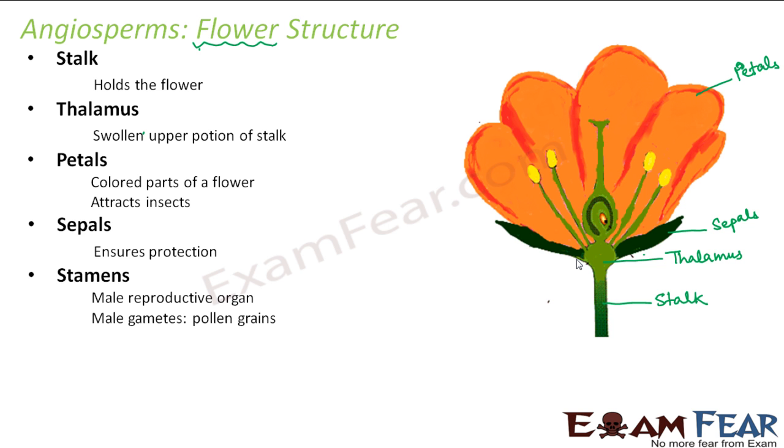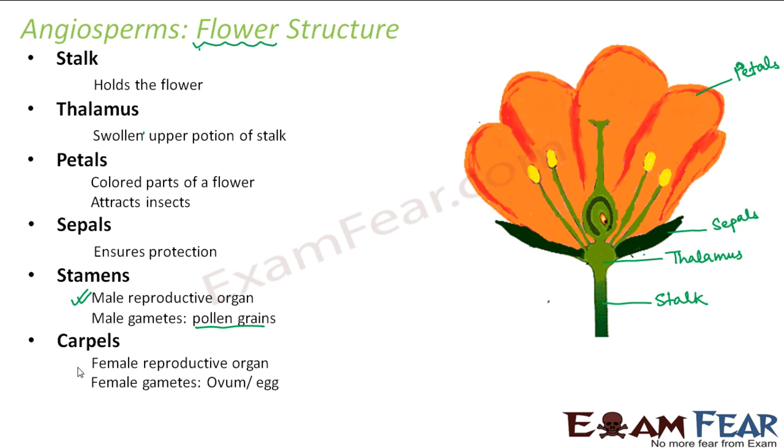Next is stamen. So stamen is the male reproductive organ on which we will concentrate now, because for the process of reproduction we need to know which are the reproductive organs. This is the male reproductive organ of the flower which produces the male gametes. And what are the male gametes? Male gametes are the pollen grains. So here in this picture, this portion is the stamen. You see a green colored structure with a yellow terminal. So these are the stamens.